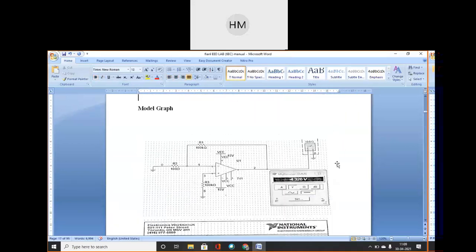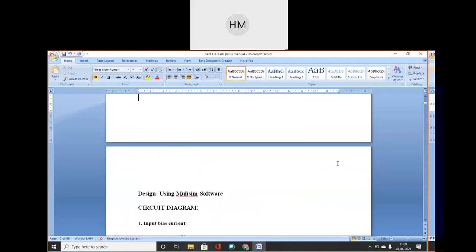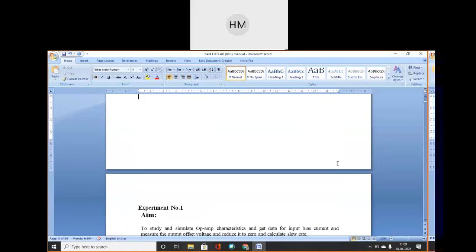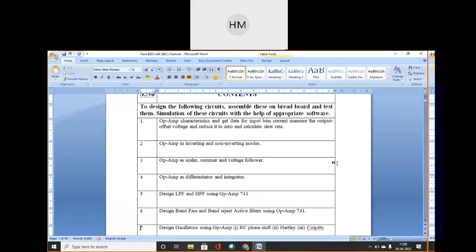Anything? Anyone, student? Any doubt in this second experiment? First experiment was inverting and non-inverting amplifier. Okay, this is the list provided by RTU. Everywhere you have to write to design and simulate operational amplifier in inverting and non-inverting modes for given gain. Whichever gain is given, you have to perform it on Multisim. If gain is not given, you have to find the gain practically, so you will have to perform it on the NVIS 6578 kit.